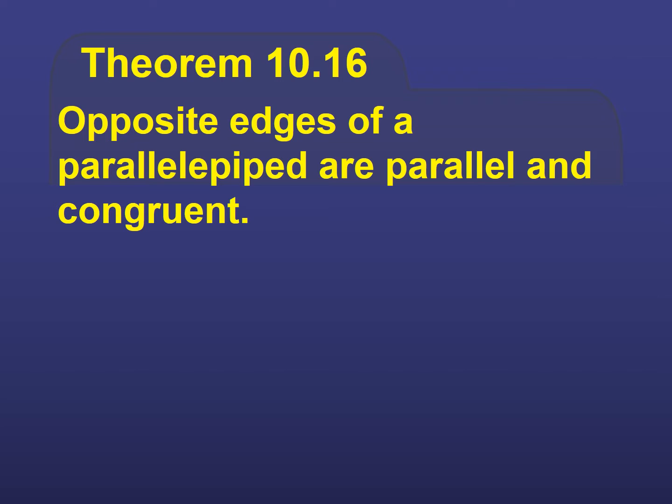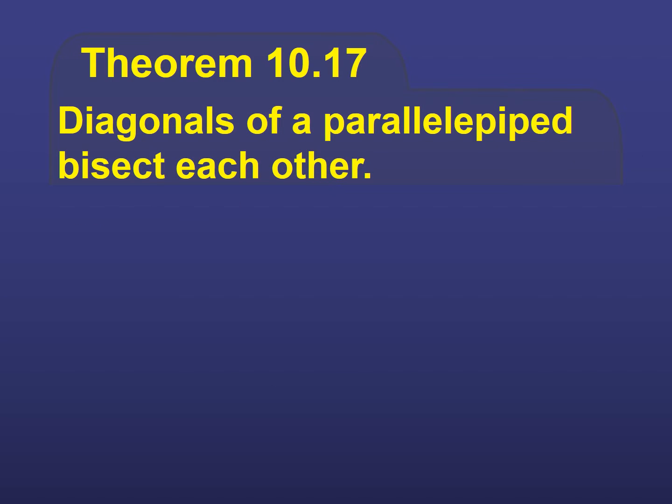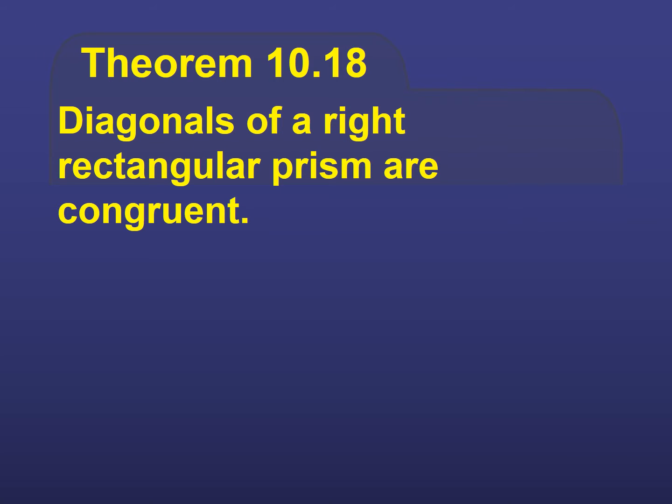Alright, so one theorem that we have is that opposite edges of a parallelepiped are parallel and congruent. So they're parallel and then they're congruent, which means they have the same measure. Diagonals of a parallelepiped bisect each other. Remember, if they bisect each other, that means that they divide each other into two equal parts, which means that those two parts have the same measurements. Diagonals of a right rectangular prism are congruent.